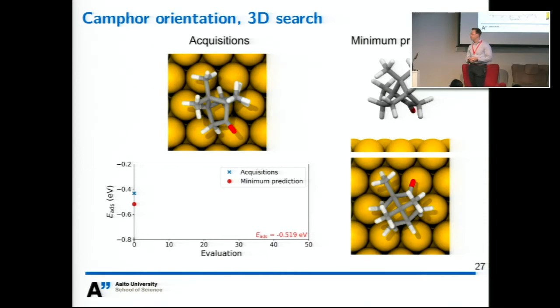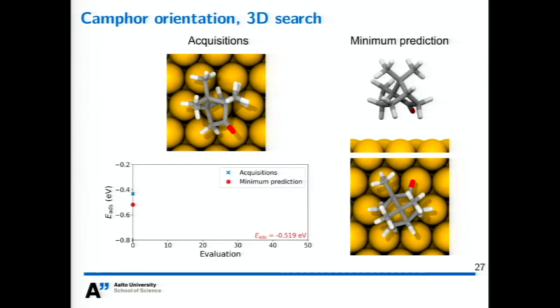First, I will show you the beginning of the search. Here you see the 51st energy evaluations. On the left, these are the acquisitions that BOS is doing, and on the right, you see the current minimum prediction.